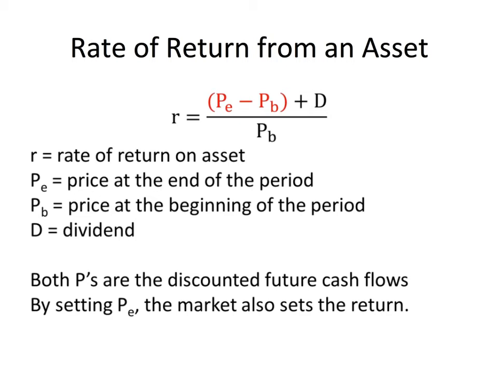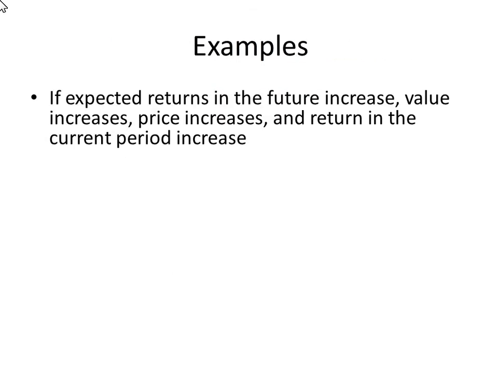And again, what the market will be doing is using some representation of future discounted cash flows and coming up with that price at the ending of the period. Well, if that price at the ending of the period is set by the market, that fundamentally influences the return on the asset, or the rate of return on that asset. And so the market is influencing the price and also the rate of return. Let's go through a couple of examples here.